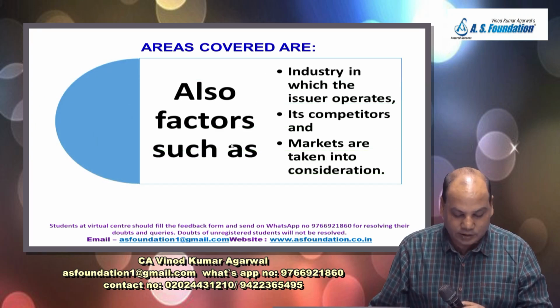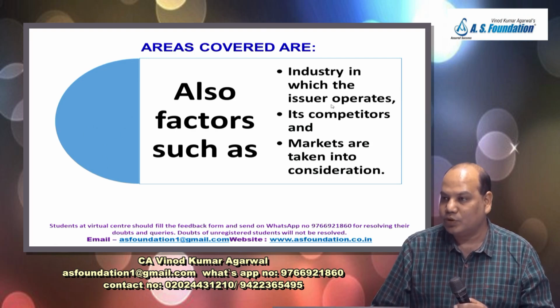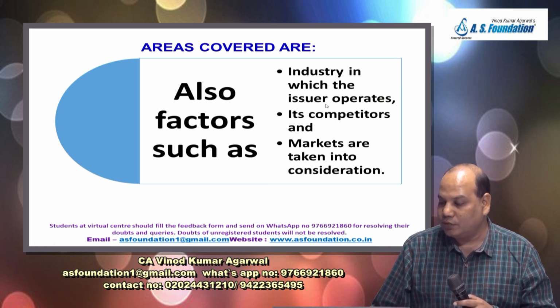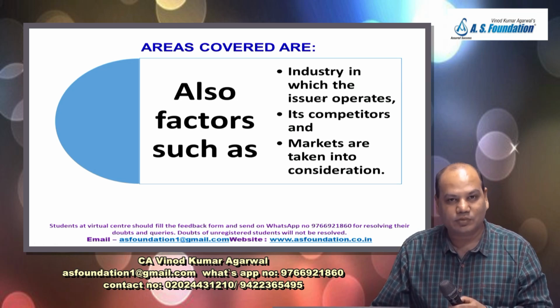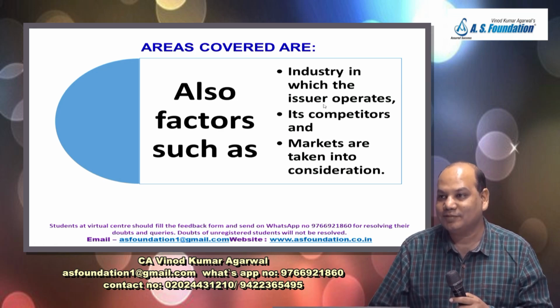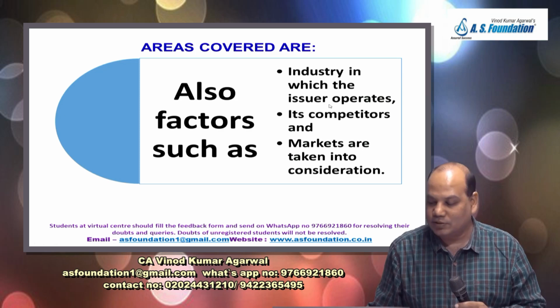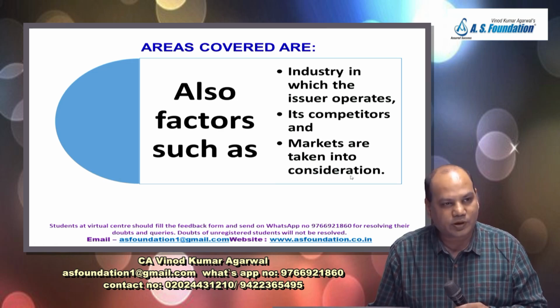What are the other factors that they consider in the next bullet point? The other factors they cover are industry in which the issuer operates. Because nowadays this is very important. If you are operating in, say for example, telecom industry, then what is that industry? Does it generate profit? If you are operating in airline industry, then you will have to analyze whether in airline industry what is the profit, how much profit margin is there, how many players are there, its competitors and markets are also taken into consideration. Actually, these are all part of business risk which we have covered.